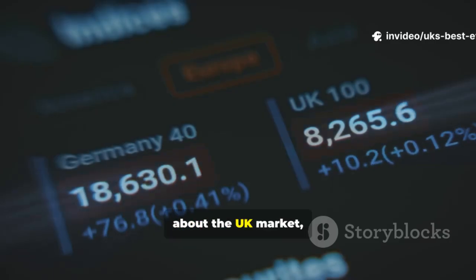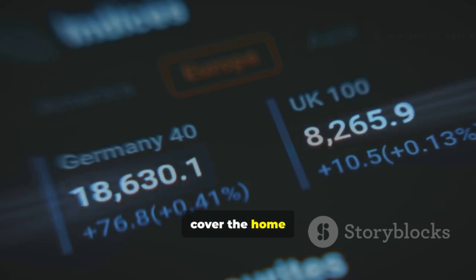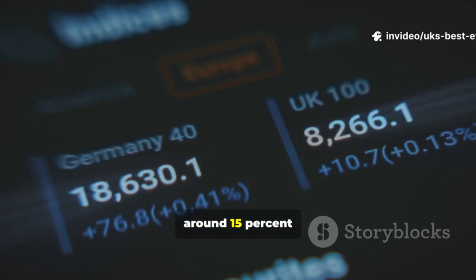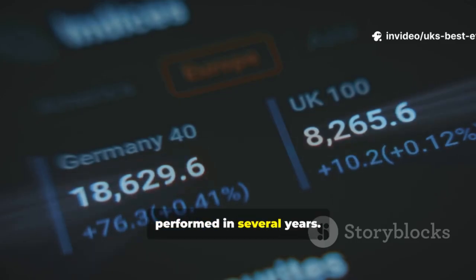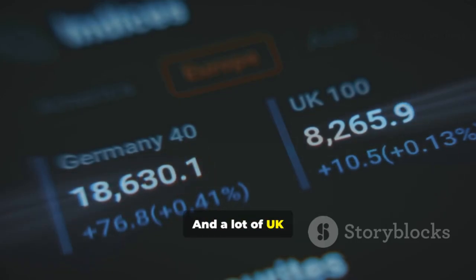Now let's talk about the UK market, because it would genuinely be strange to make a video about ETFs for UK investors and not cover the home market in any depth. The FTSE 100 had one of its best years in 2025. The index delivered around 15% total return in sterling terms, which is better than it had performed in several years. And a lot of UK investors are now paying closer attention to the domestic market as a result.